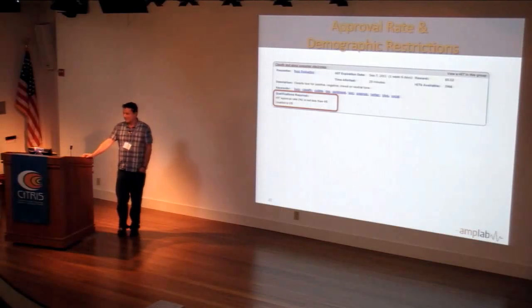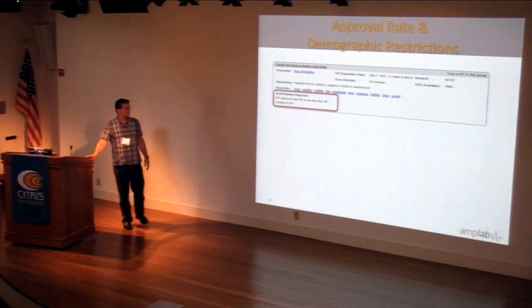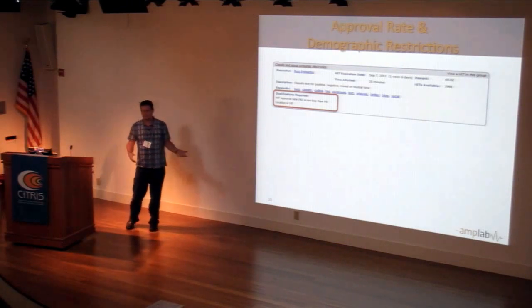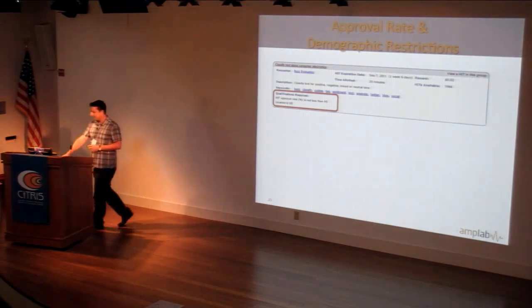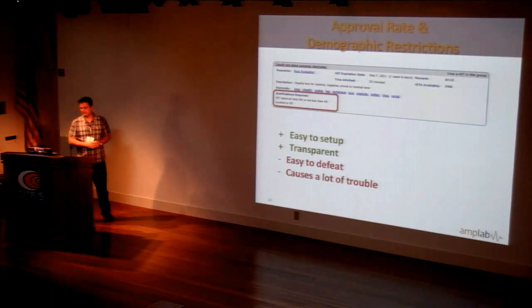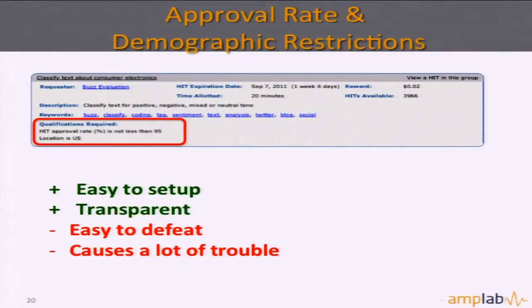So it sounds like a great idea, right? Every worker has the score, and I only accept workers which have a score of, for example, 95%, because those are high quality workers. It's really easy to set up, it's transparent. Unfortunately, it's easy to defeat, and by now, this measure is totally meaningless.